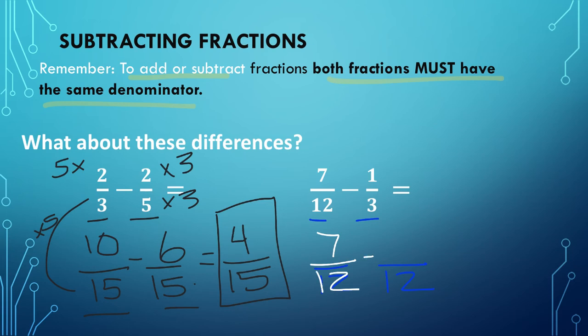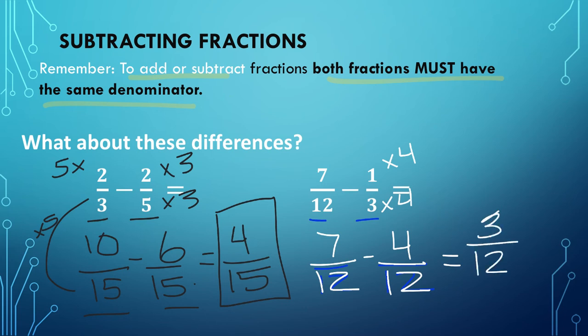And then our next one, we know we had to get 3 times something to get 12, and we maybe remember 3 times 4 gives me that 12 down here. What I do to the bottom, I got to do to the top. So we've got 1 times 4 gives me 4. Now we've got that common denominator of 12. Now I can go ahead and subtract. So I'm going to take 7 minus 4 and get 3. We don't take any 12s away, so it becomes 3/12.